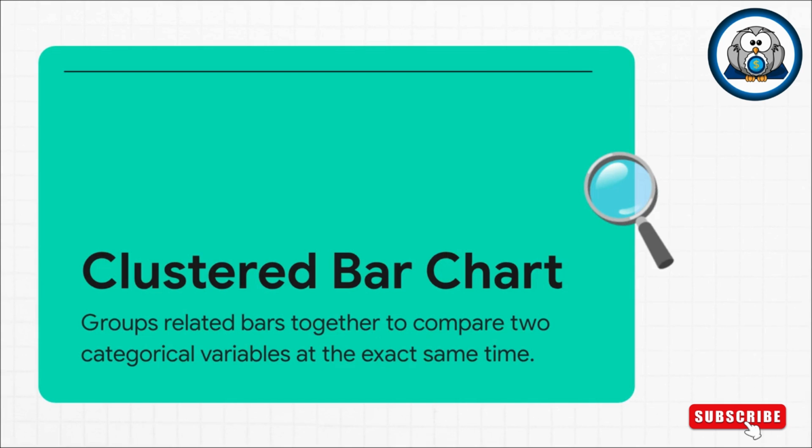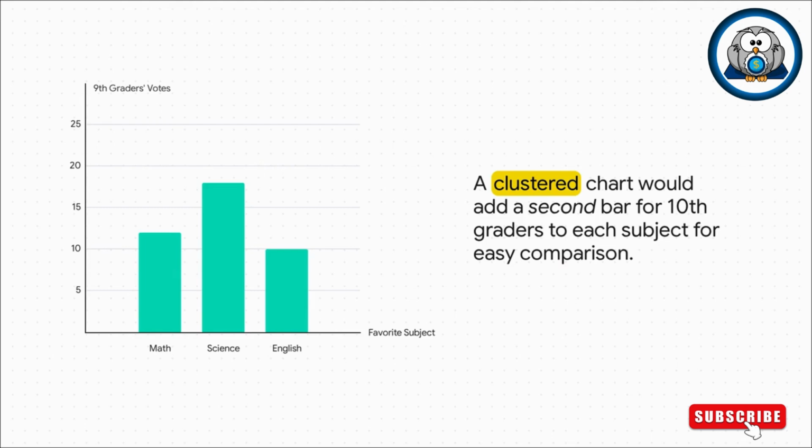This is a really clever tool that groups bars together, which lets us compare two different things at the exact same time. So check this out. For each subject, math, science, and English, we now have two bars sitting side by side, one for 9th graders, one for 10th graders. This one chart can now answer a much more complex question, like, do 9th or 10th graders prefer science more? See how the story just got a whole lot richer?